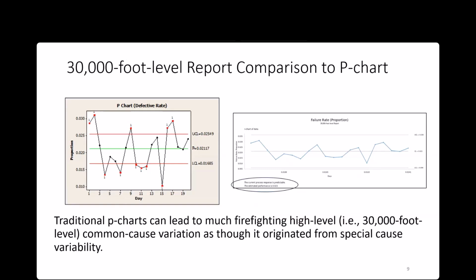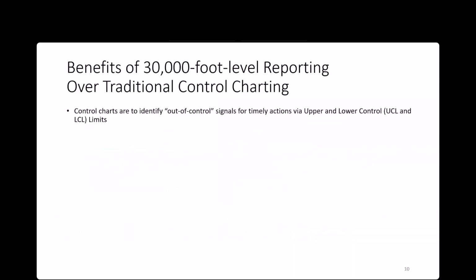Traditional P-charts can lead to much firefighting, where high level, that is 30,000-foot level, common cause variation is treated as though it originates from special cause variability. Benefits of 30,000-foot level reporting over traditional control charting: control charts are to identify out-of-control signals for timely actions by way of upper and lower control limits.